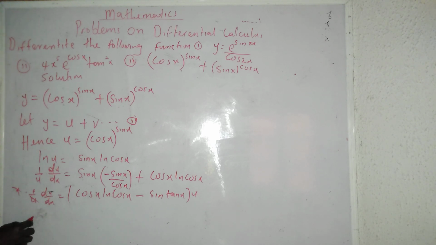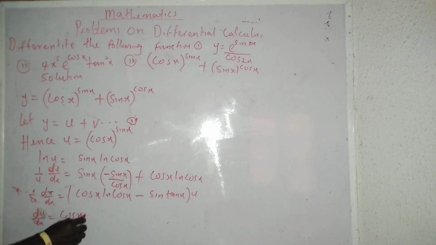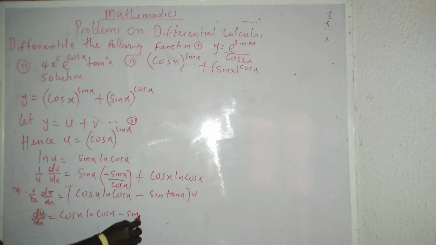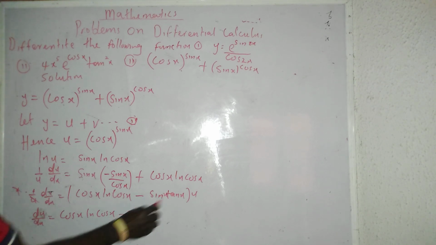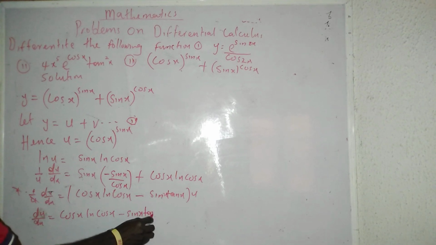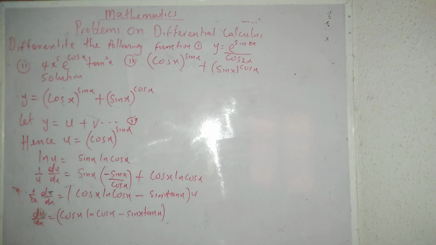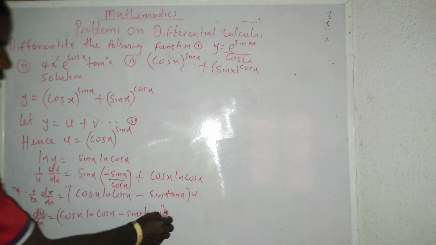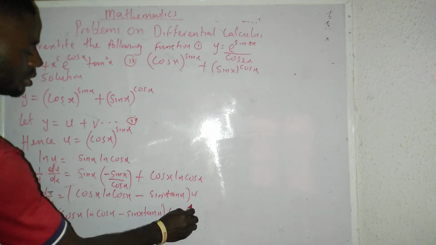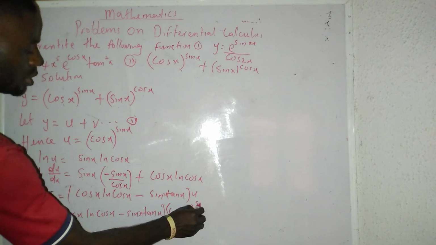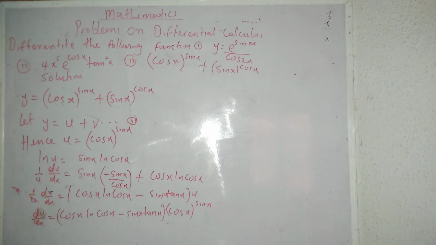Now, my final answer will be du/dx equals cos x ln cos x minus sine x tan x, bracket of, what is my u? This is my u: cos x, close the bracket, of sine x. That is for my u.